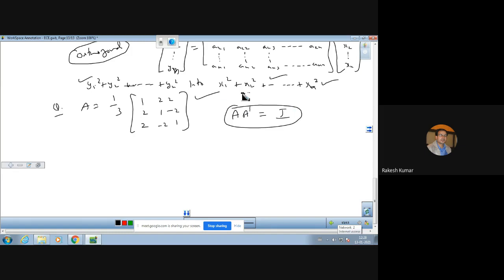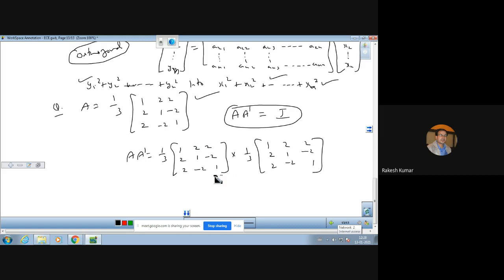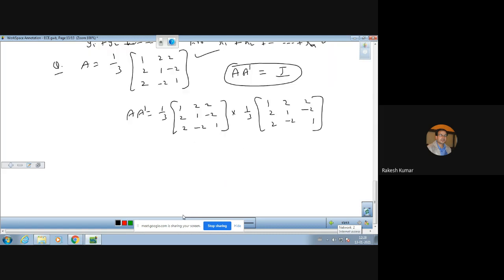तो अगर ये प्रॉपर्टी इस मैट्रिक्स के लिए प्रूव हो जाए तो हम कह सकते हैं कि ये मैट्रिक्स ऑर्थोगोनल मैट्रिक्स है। So A into A transpose. What is A matrix? It is clear. 1 2 2, 2 1 -2, 2 -2 1, and you have to multiply it with A transpose. So 1 by 3, इसका ट्रांसपोज लेंगे तो फर्स्ट रो विल बिकम फर्स्ट कॉलम। 1 2 2, 2 1 -2, 2 -2 1, दोनों सिमेट्रिक मैट्रिक्स ही हैं, रोज और कॉलम्स सेम हैं.